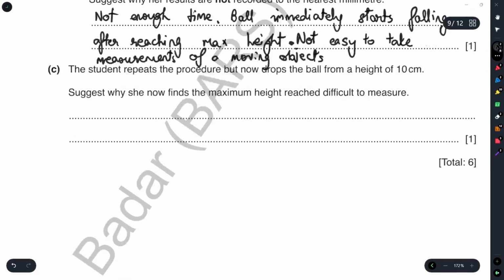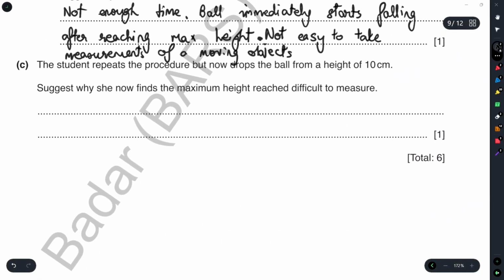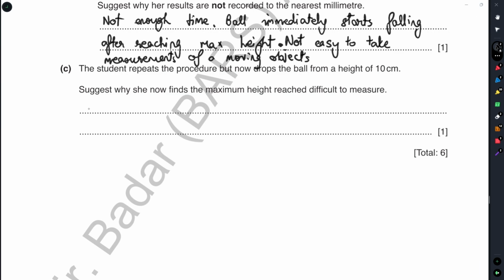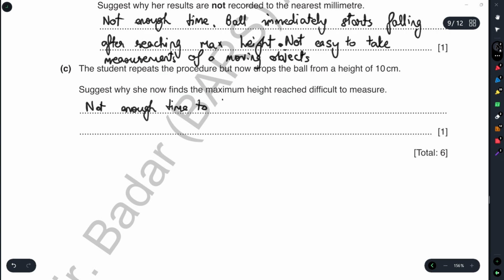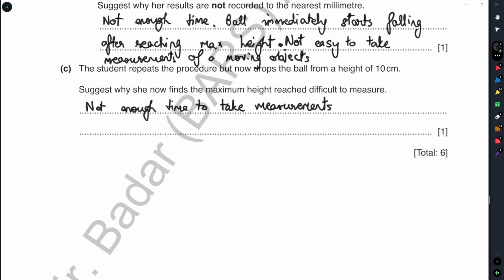यहाँ पर तो आपके पास टाइम ही नहीं होगा. So over here again your answer is going to be not enough time. You don't have enough time to take measurements. सही है. So we don't have enough time to take all the measurements to be able to figure that out accurately. I hope that made sense to everyone. ठीक है जी.